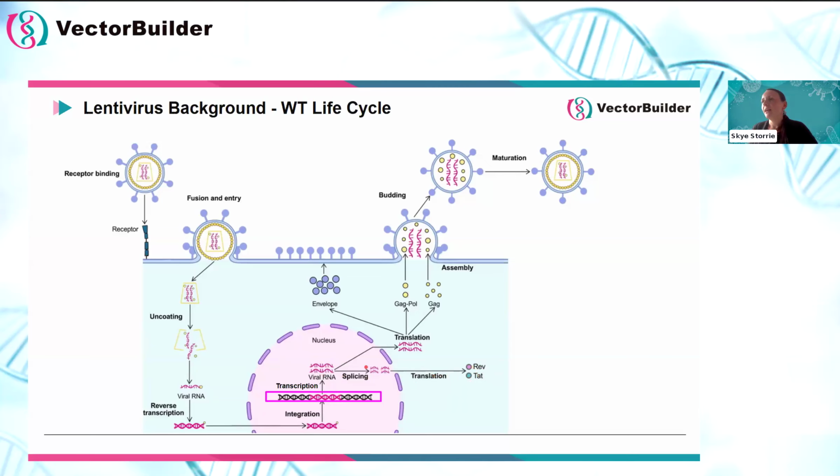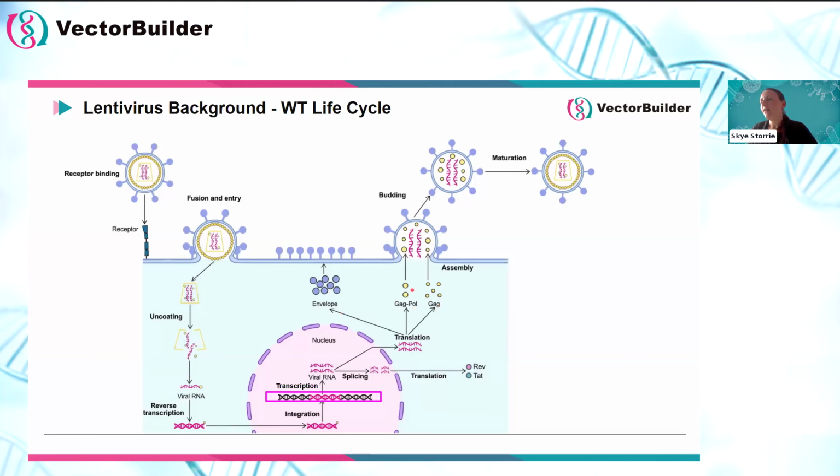REV then makes its way into the nucleus as well and binds to this full-length RNA, exports it out into the cytoplasm, and then we get our next round of translation of viral proteins, generating the envelope, as well as the GAG-POL precursor and GAG proteins, and these encode all the structural proteins. The envelope protein makes its way up to the host cell membrane and embeds itself within it.